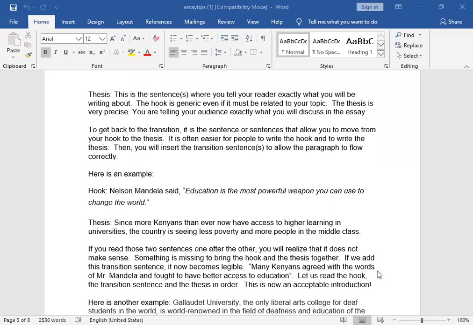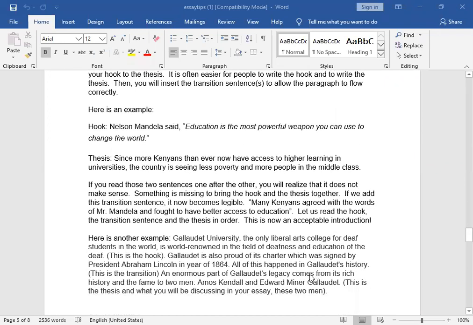Let us read the hook, the transition sentence, and the thesis in order. This is an acceptable introduction. Look at it now.